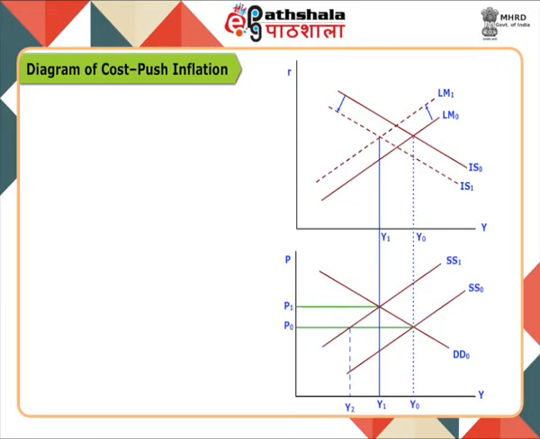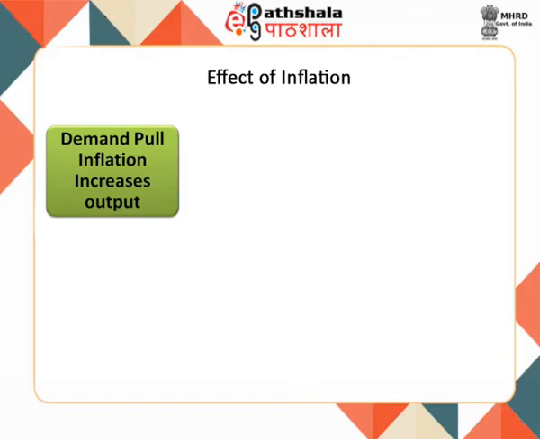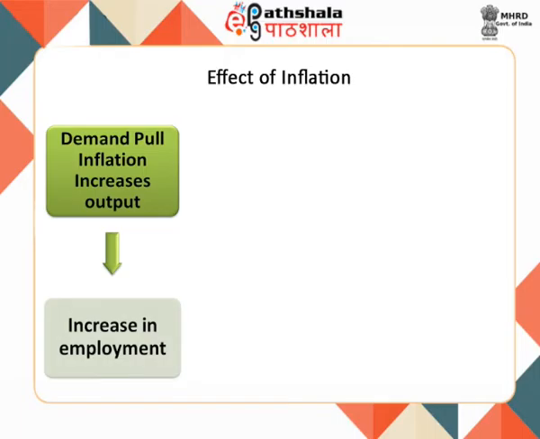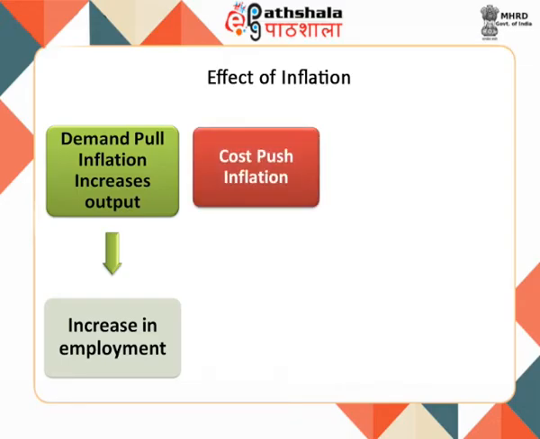At Y1 level of output with price level P1, all markets would clear and be in equilibrium. Hence, when there is cost push inflation, there is reduction in the level of output as against demand pull inflation where output rises. Demand pull inflation increases output. Due to the increase in output, there is an increase in employment since extra labor is required to produce additional output. In contrast, cost push inflation decreases output.